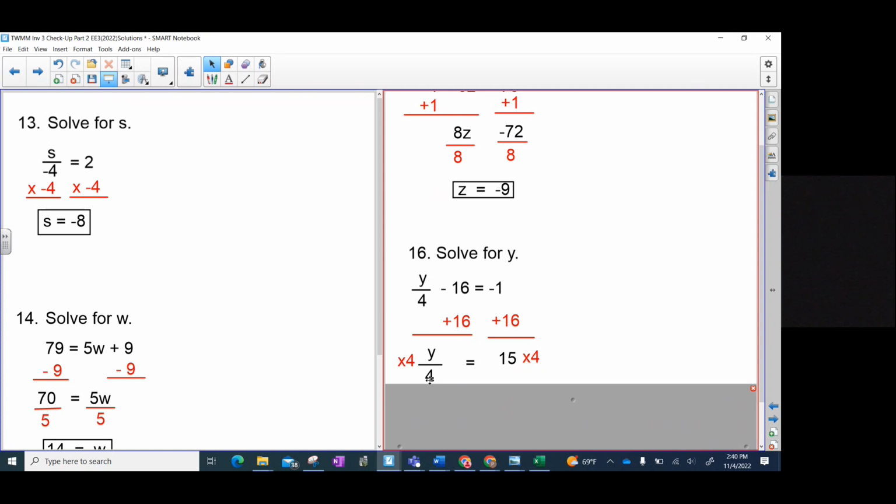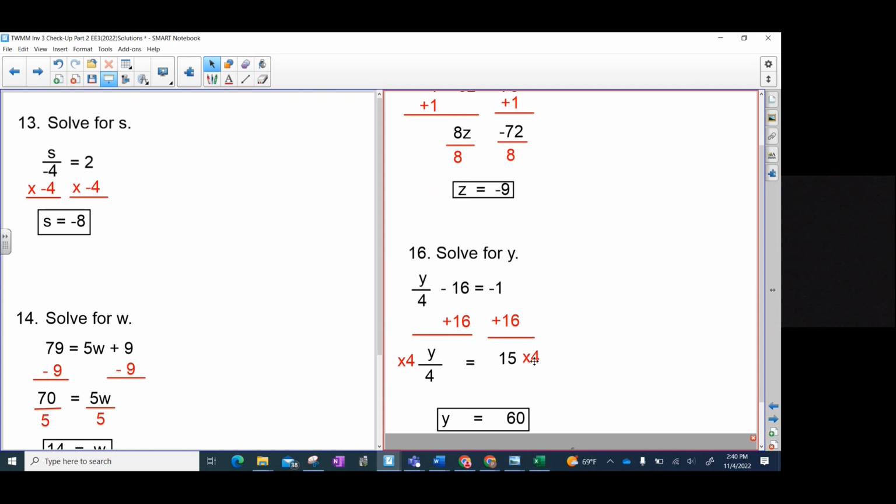Y divided by 4. To undo that division, we have to multiply. So we're going to multiply both sides of the equation by 4. And we end up with 1y is equal to 60. Showing both steps. Both times I have red in there is undoing one of my steps. So I have 1 step, 2 steps.